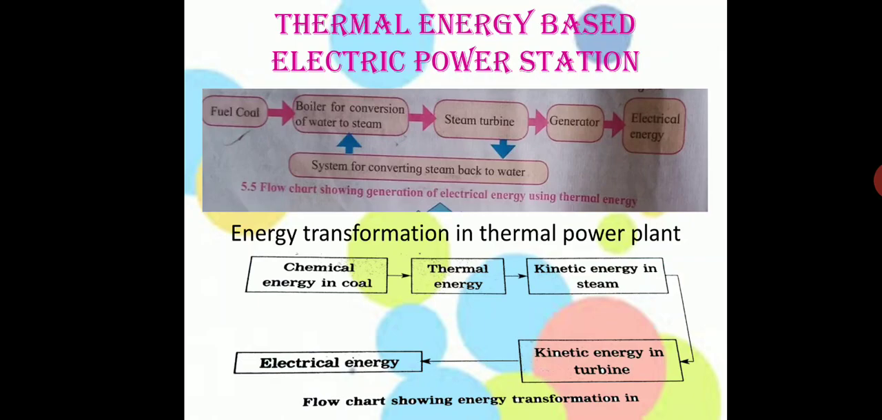Here you can see the flow chart for energy transformation in a thermal power plant. As in the starting, chemical energy in the coal is converted into thermal energy. Then this thermal energy is converted to the kinetic energy in the steam. The kinetic energy in the steam is converted into the kinetic energy of the turbine, and then the electrical energy is generated.